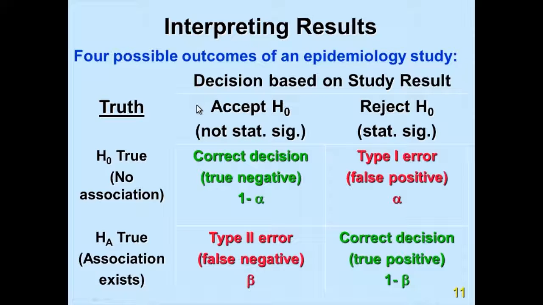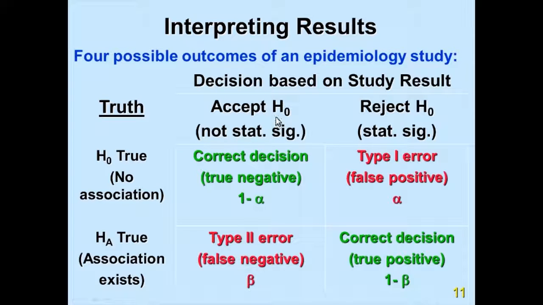So we've got a study result, and based on the p-value from the study result, it might tell us we should accept the null hypothesis or reject the null hypothesis. So basically there are four possibilities that can then occur, and two of them are correct. One of them is that the correct decision is made.